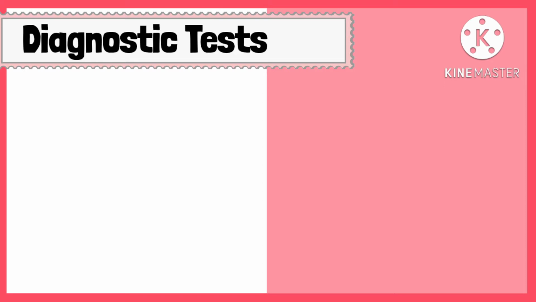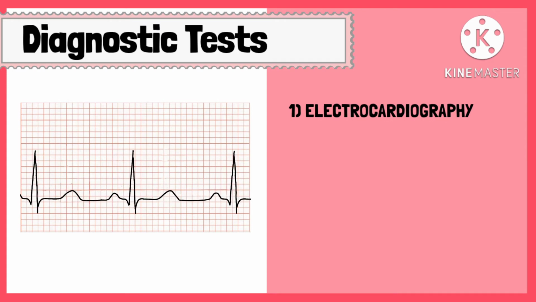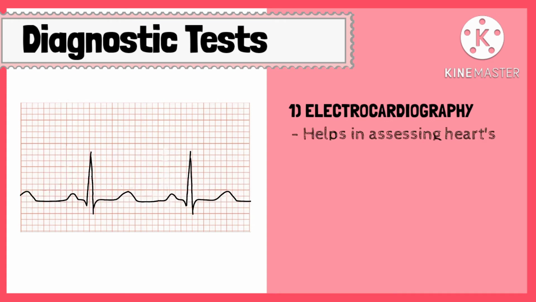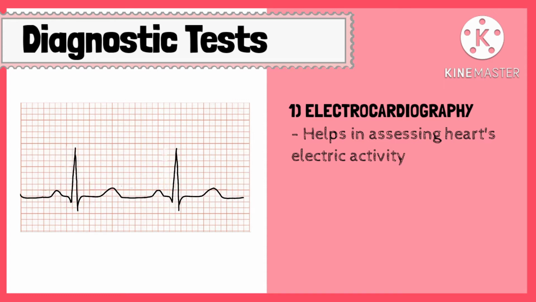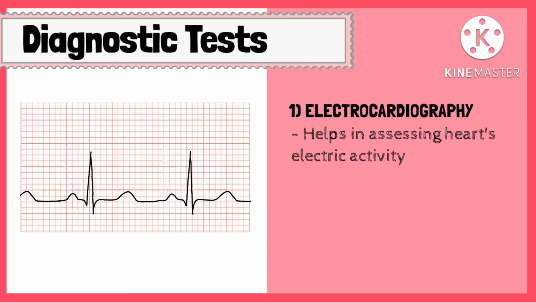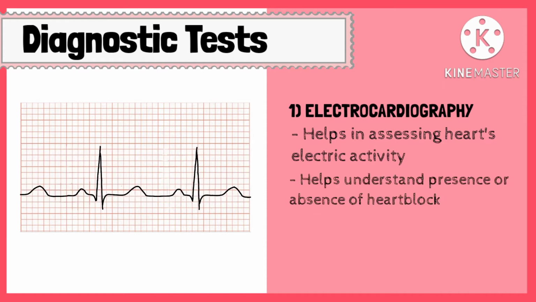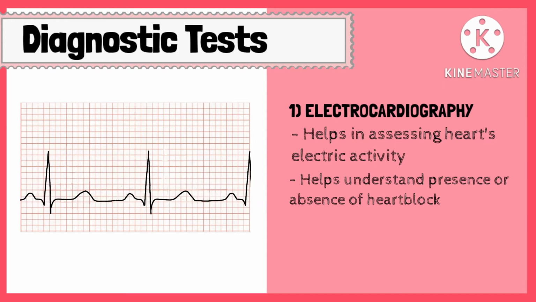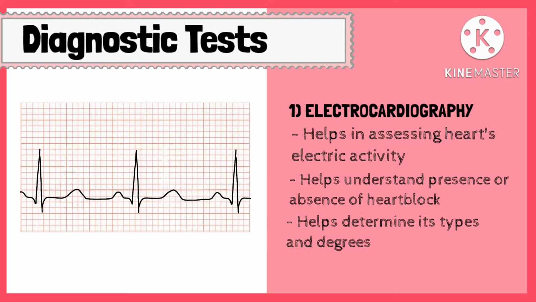As explained before, the diagnosis of heart block is completely based on the ECG reading. ECG or electrocardiography helps in assessing the heart's electrical activity and thus determining any problems with the heart's functioning. ECG helps understand not only whether a patient is having a heart block or not, but also helps in determining the type and its degree.